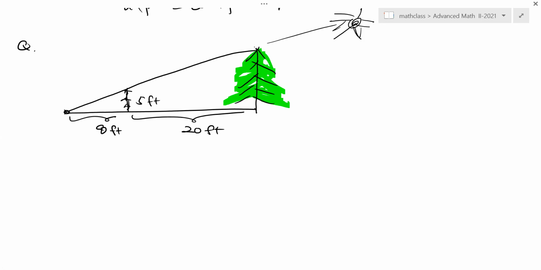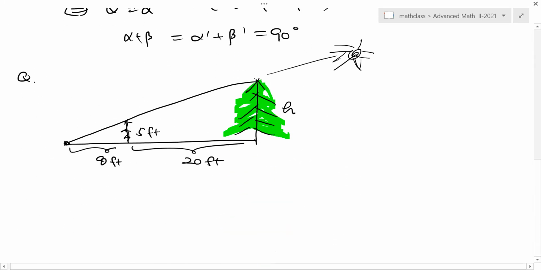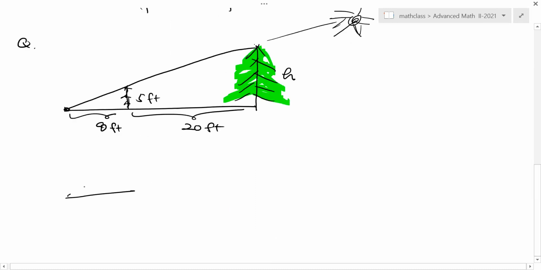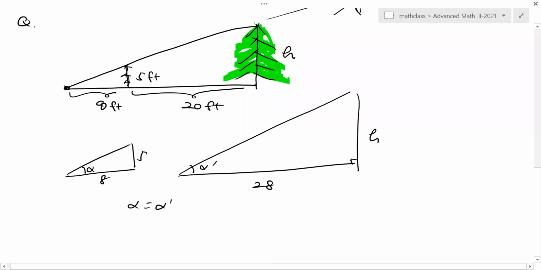Based on this information, let's call this one H, the height. So these two triangles are similar. This triangle with sides 5 and 8 is similar to that triangle. This is H, and that is going to be 28. Why are these two triangles similar? Because those two angles are the same. Alpha equals alpha prime. So that's why these two triangles are similar.